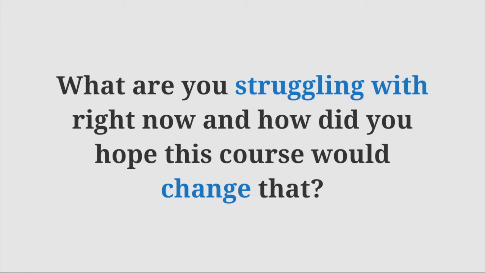So you're getting the problem in the first part of the question, and you're getting the hope or the goal or the dream that they have for what your product will do for them in the second part. So you're finding out what they expected this product to do for them, what job they hired your product to do. And if your product doesn't do that job already, then the way you use the feedback is you fix it so that it does do that job. So that's question number one. What are you struggling with right now, and how did you hope this course would change that?